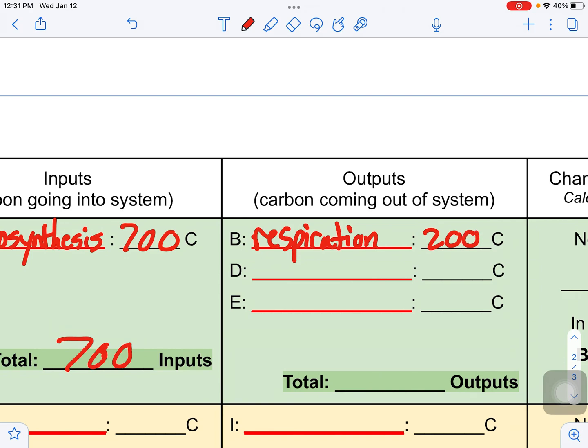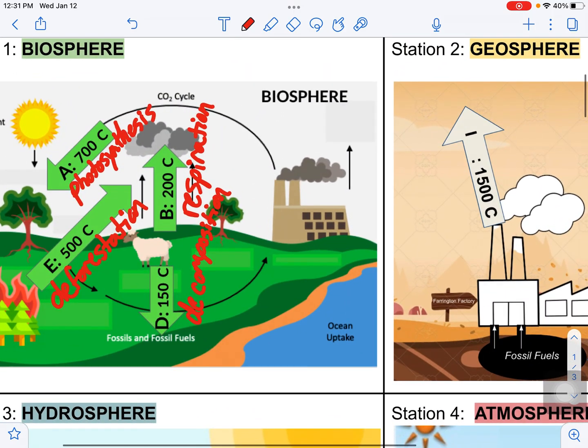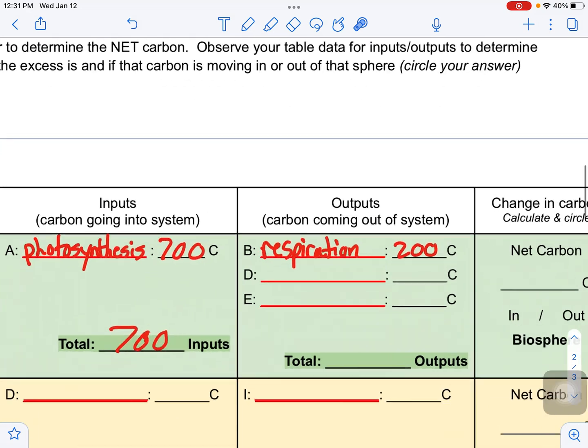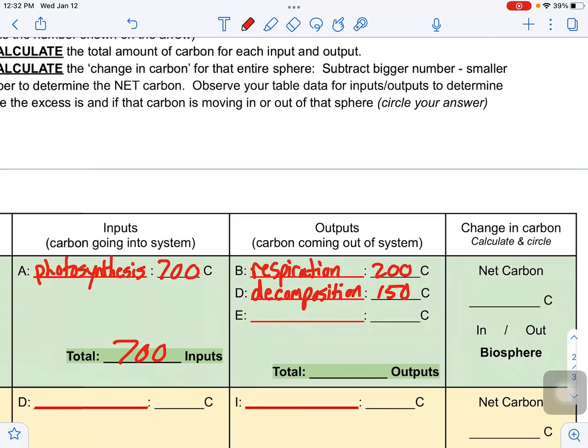Respiration, 200 units of carbon. Okay, now I'm on letter D. Back up to my picture, you can see right here is letter D. This is the process of decomposition. When the animal dies, the carbon is going down into the geosphere, and it's 150. So go ahead and fill that in. So decomposition, 150 units.